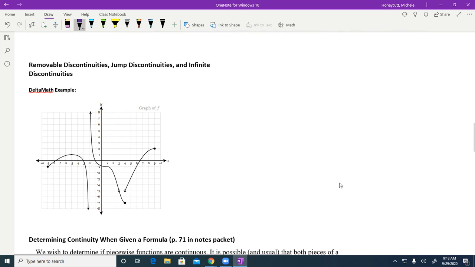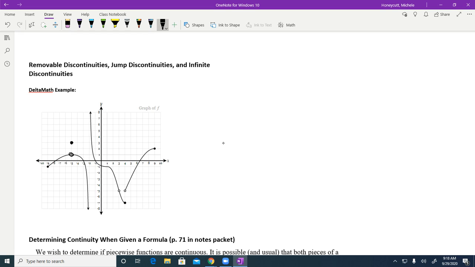Now, there are different types of discontinuity. There are 3 different types that you need to be familiar with. One is called a removable discontinuity. Then there's something called a jump discontinuity. And then there's something called an infinite discontinuity. Okay, so a removable discontinuity looks like, oh, there's not one on this picture, but I will insert one here. So it looks like this. Let's say there was an open circle on this graph and then a point up here.